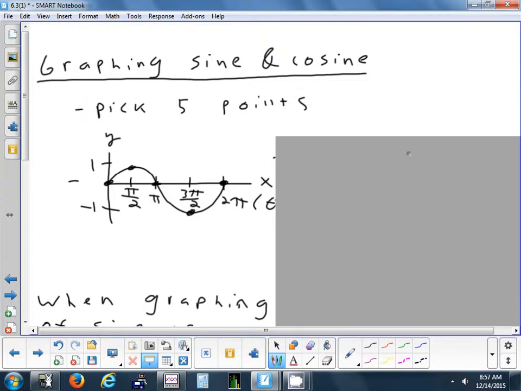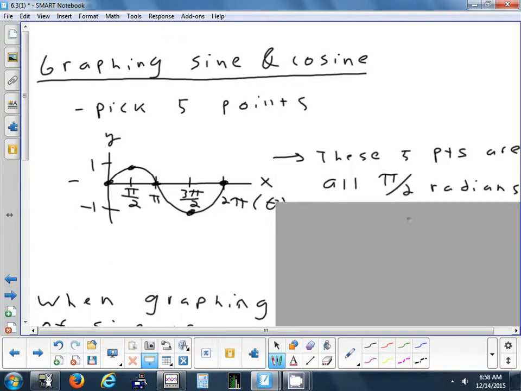Does anybody remember what that would be in degrees? 360? 60 would be pi over 3. 180 is pi, so we're getting closer. Pi over 2 would be 90. These are all 90 degrees apart: 0, 90, 180, 270, 360. And then after that, the graph is going to start over and repeat that wave. So this is one period of sine.